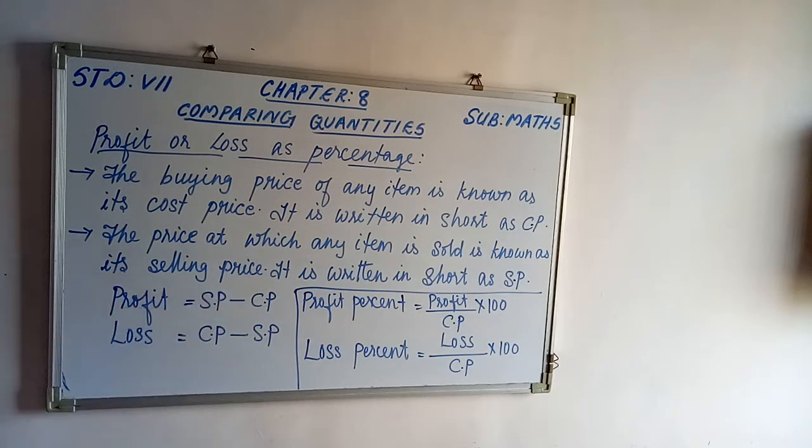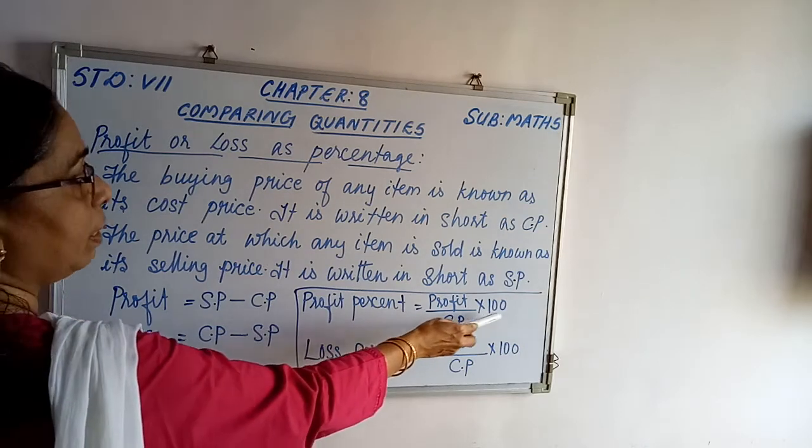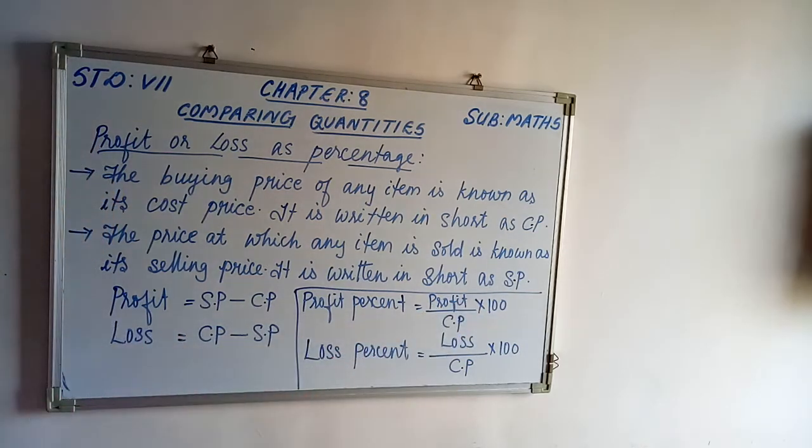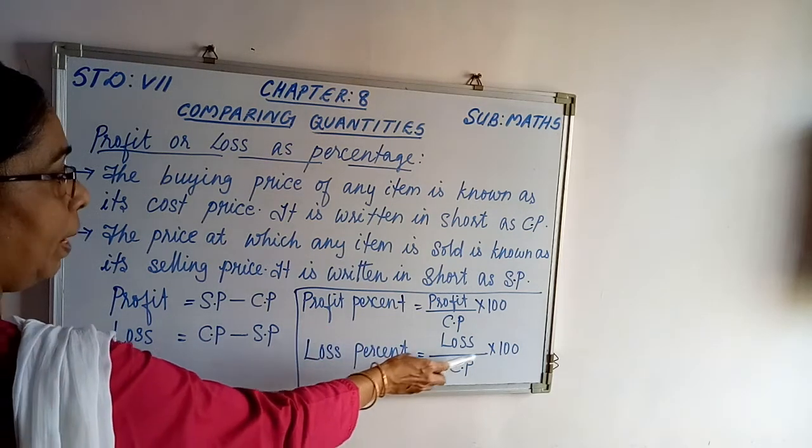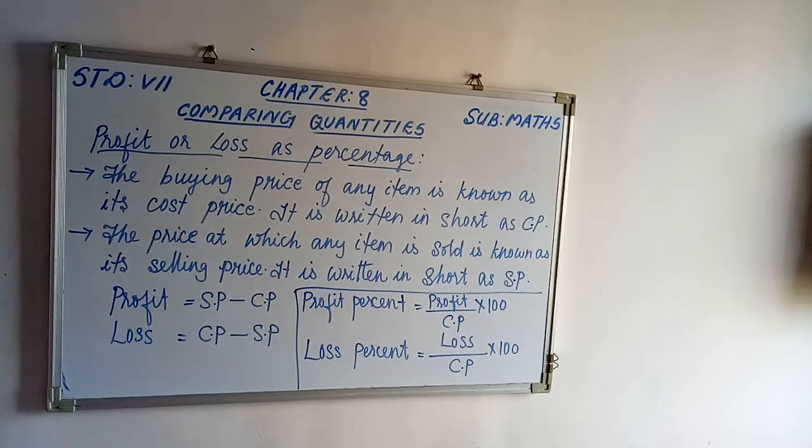Then profit percentage can be calculated using the formula profit upon cost price multiplied by 100. In the same way, loss percentage can be calculated by using the formula loss upon cost price multiplied by 100. We have to learn the formula, then only we can calculate the sums. We can solve the exercise by using this formula.